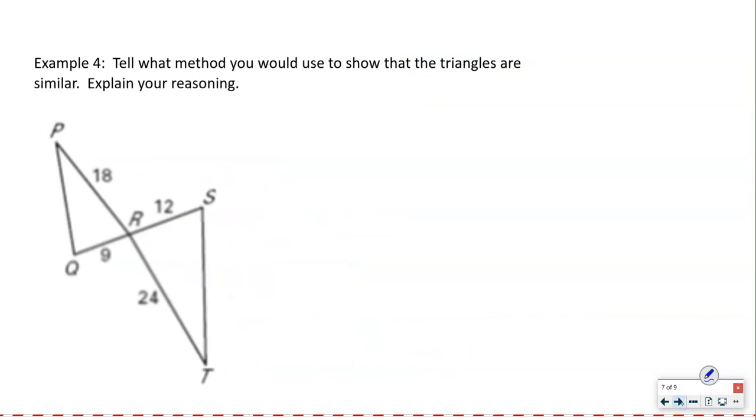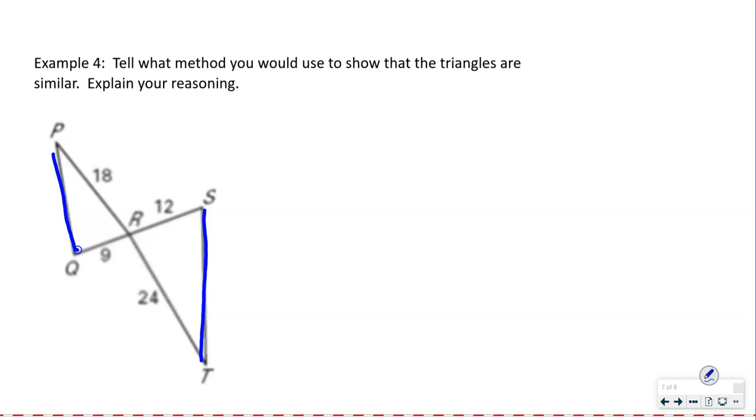Okay, so example number 4, we want to tell what method we would use to show that the triangles are similar and explain our reasoning. So we can see our two triangles. We've got our sides here. So we need to know which sides correspond with which ones. If we look along PQ and ST, we don't have any numbers. We don't know any of the sides. So those are corresponding sides.